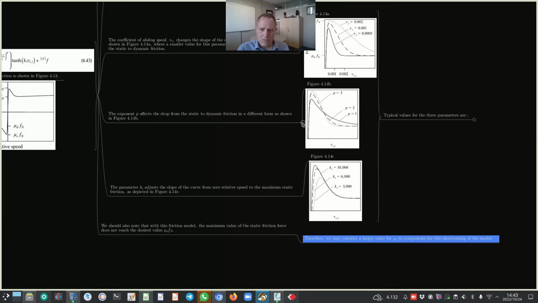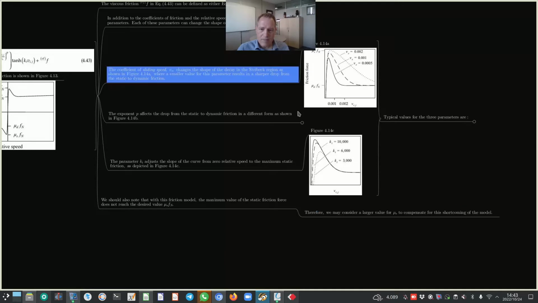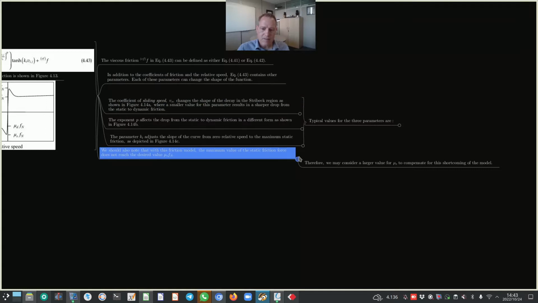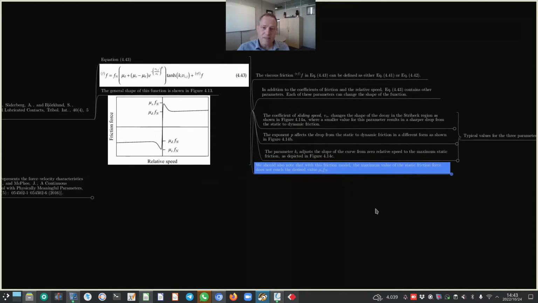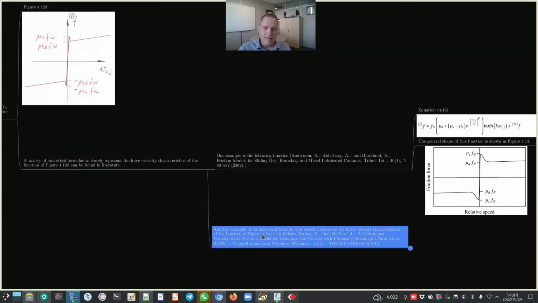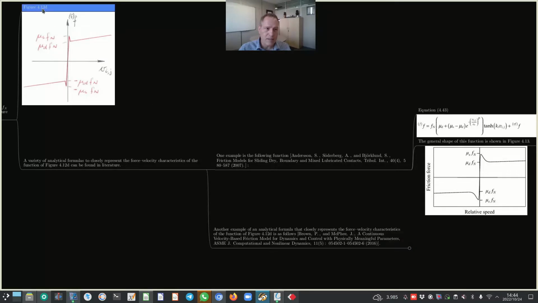Okay, so that was one mathematical model for the implementation of the Coulomb, viscous and Stribeck effect. Coulomb friction, viscous friction and Stribeck effect. There's also another model. Another example of an analytical formula that closely represents the force velocity characteristics of the function of figure 4.12d that you can see on the screen here is as follows.